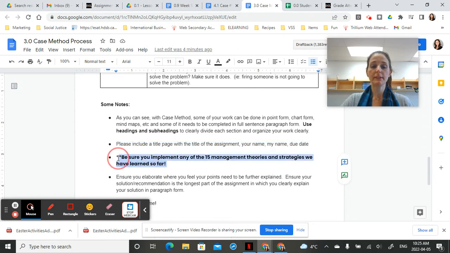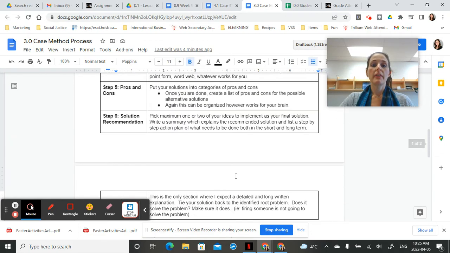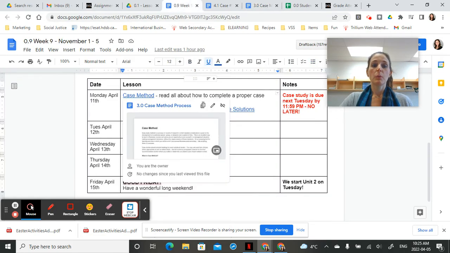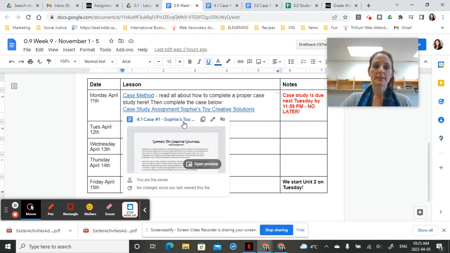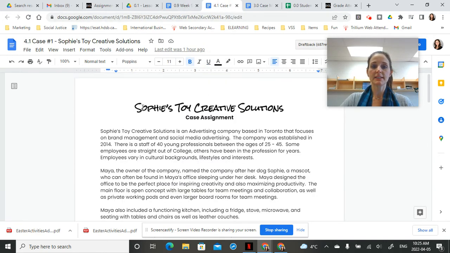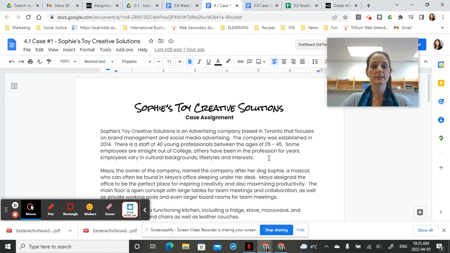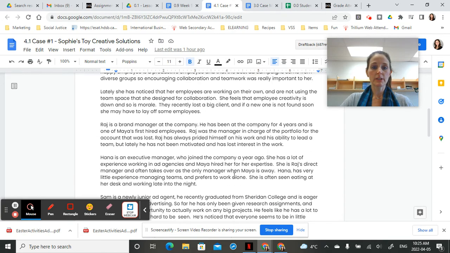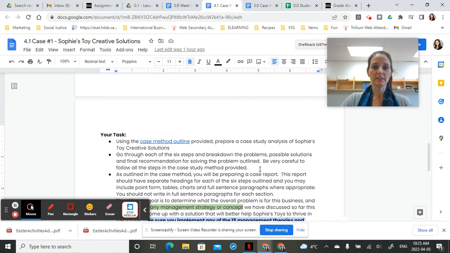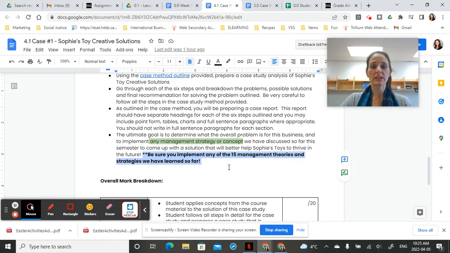I'm going to be looking to see that you've implemented your management theories and your content from Unit 1. Make sure you're drawing connections to the content that we've learned, okay? That is what you're going to do. Now, where you find your case, also in Dropbox, also right here. The case study is right here. It's called Sophie's Toys Creative Solutions. The case is here. I don't need to read it because you can. And everything that we've just talked about is all reiterated here as to what you need to do.